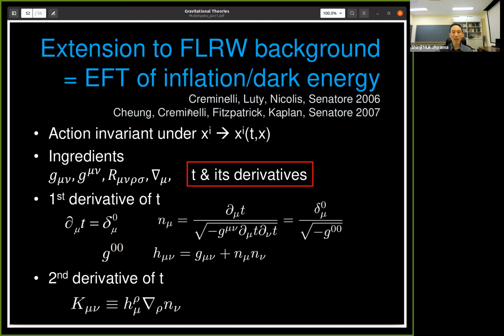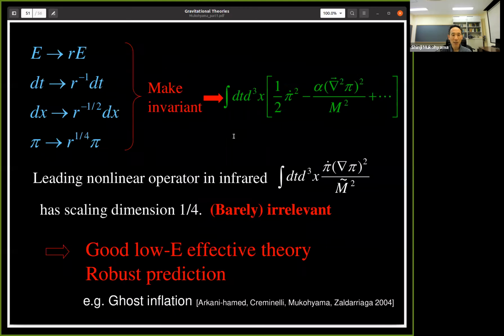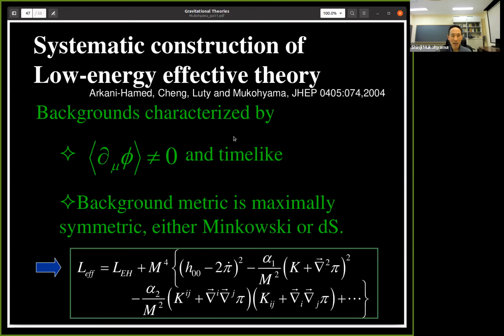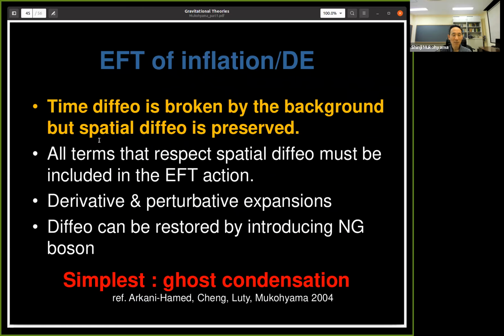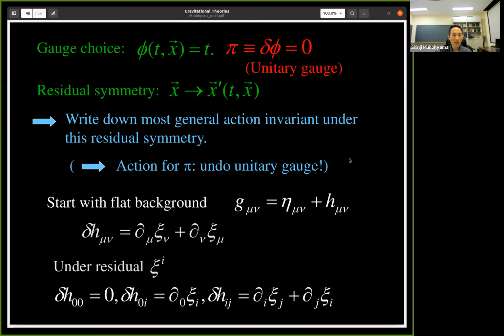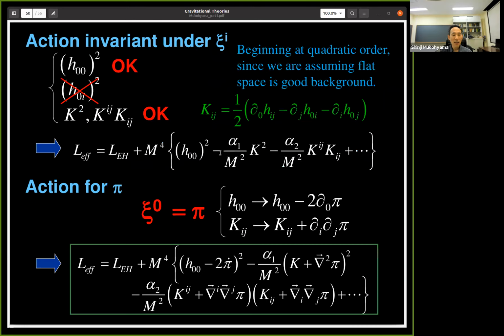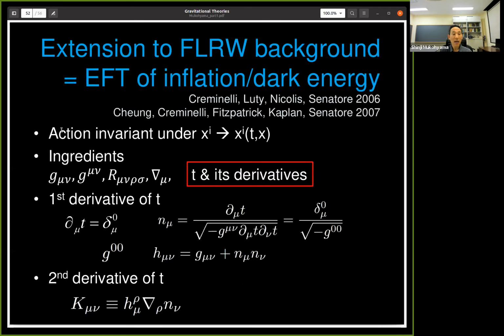The construction of this EFT of inflation or dark energy is basically the same. We just construct the action which is invariant under spatial diffeomorphisms. As we saw before, we had this strategy: we need to include all terms that respect spatial diffeomorphisms. We do the same thing here, but we need a bit more geometrical language to extend this construction to a general expanding background.